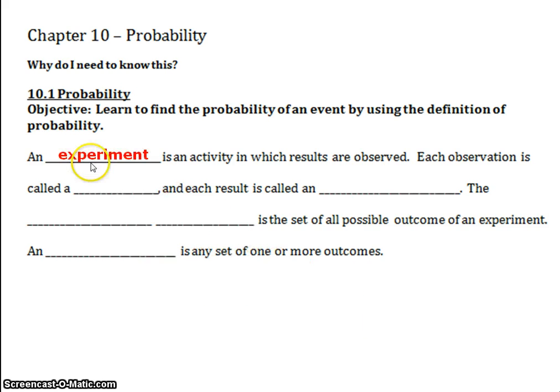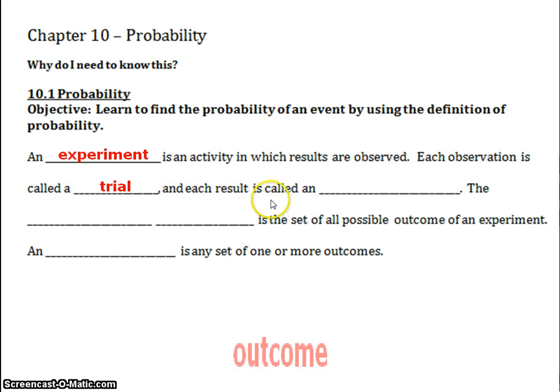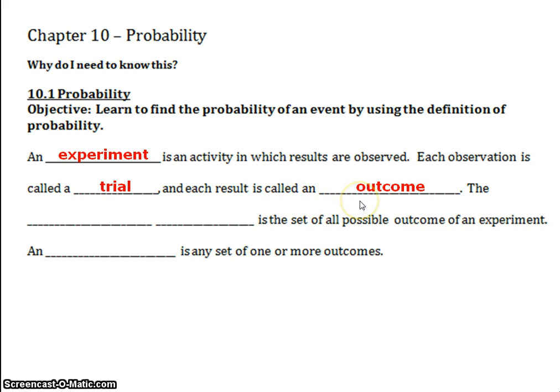An experiment is an activity in which results are observed. Each observation is called a trial, and each result is called an outcome. The sample space is the set of all possible outcomes of an event. An event is any set of one or more outcomes.